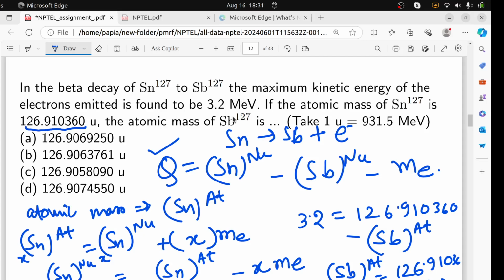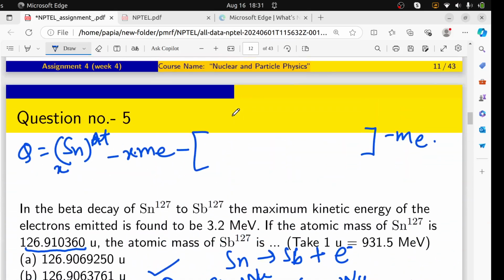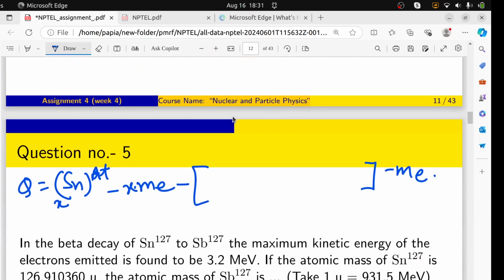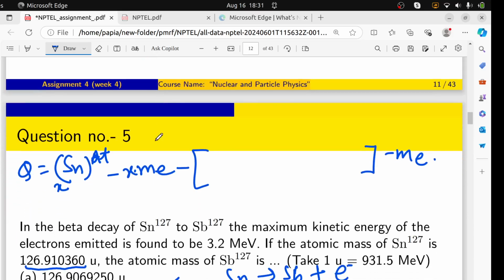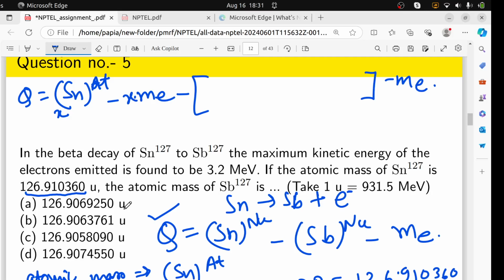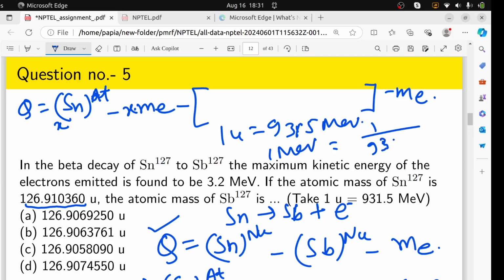So let's do that one quickly. Maybe if it is already given in U unit in the answer also, maybe we will convert all these things into U unit. Okay, then it will be simple. So 1 U equals 931.5 MeV. So 1 MeV will be how much? 1 MeV will be 1 by 931.5 U. Okay, so now there is 3.2 MeV.